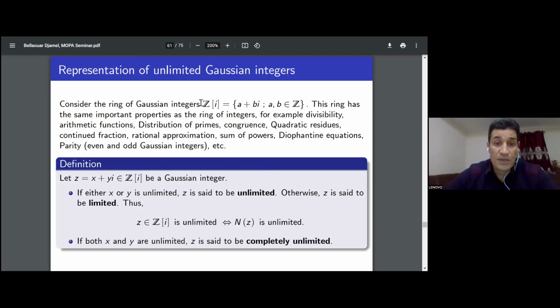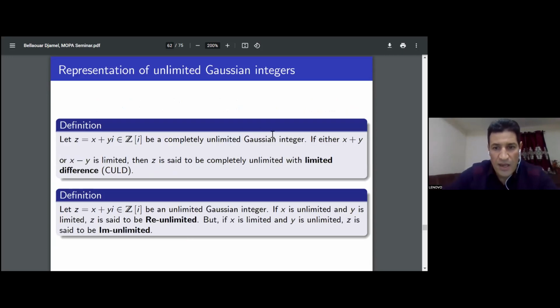Finally, we talk about the ring of Gaussian integers, Z[i], which has the same properties as the ring of integers. We need to define an unlimited Gaussian integer when the norm of z is unlimited. And we define a completely unlimited Gaussian integer when the real part and the imaginary part are both unlimited. And we define a Gaussian integer completely unlimited with limited difference when x plus y or x minus y is limited.